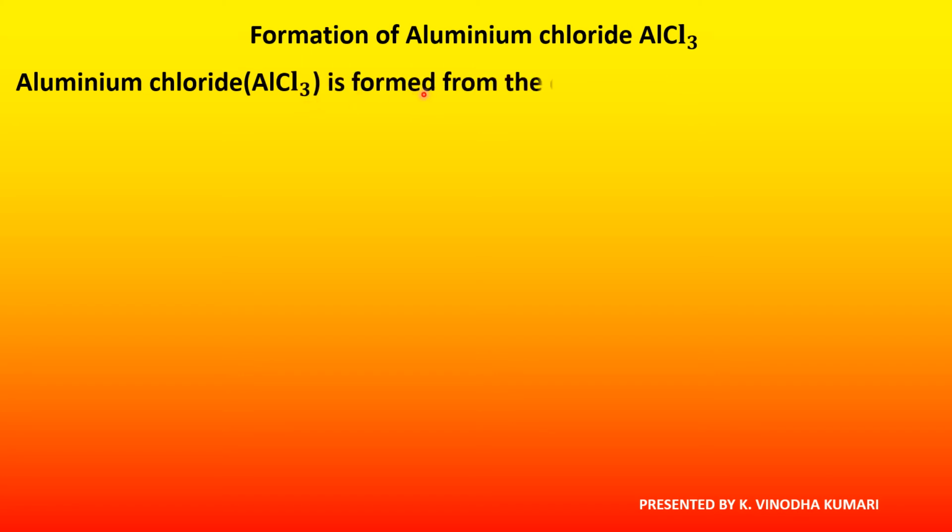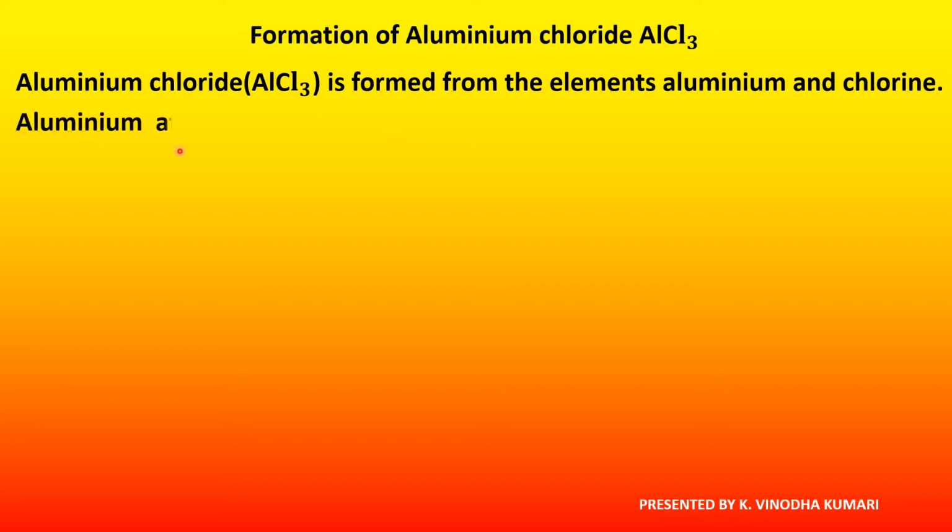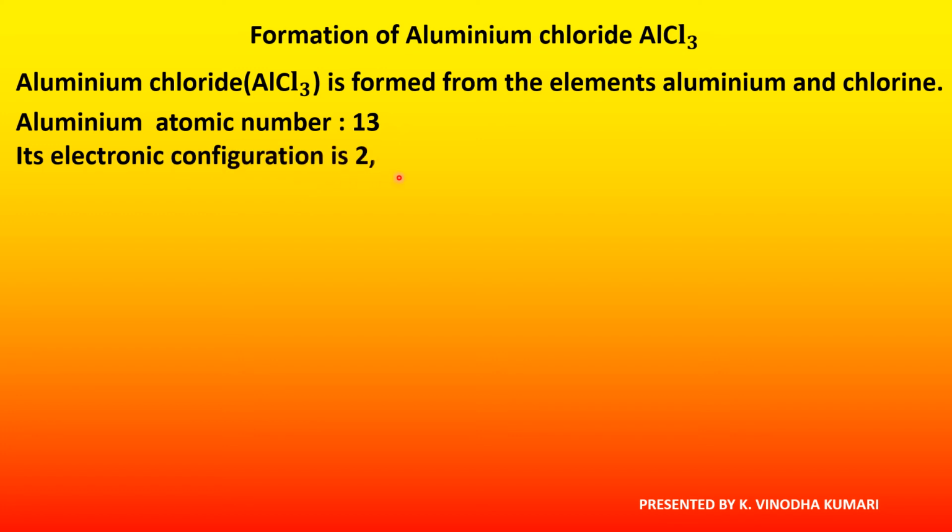Now we'll write the electronic configurations and see how many electrons can be transferred and how many electrons are gained. Aluminium, its atomic number is 13. Its electronic configuration is 2, 8, 3. That means it can lose 3 electrons to get the configuration of neon. So aluminium forms a cation.